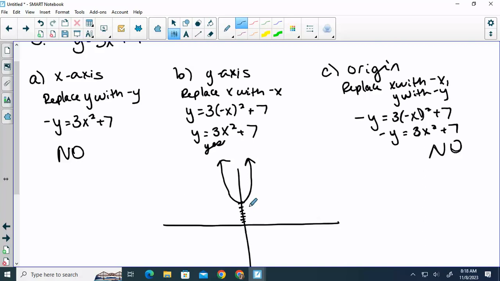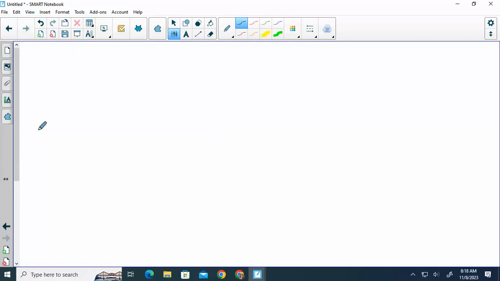Alright. So then we got into all of our graphs. So number 4 should have been your absolute value. So your V shifted left 1 and up 3. Is that one okay? Okay, let's look at number 5.